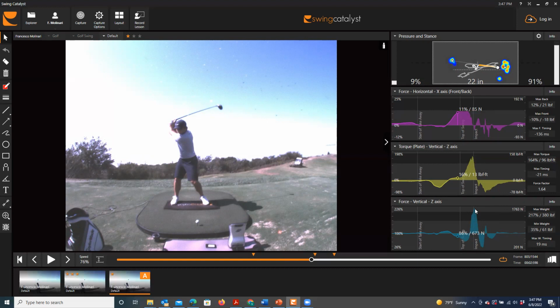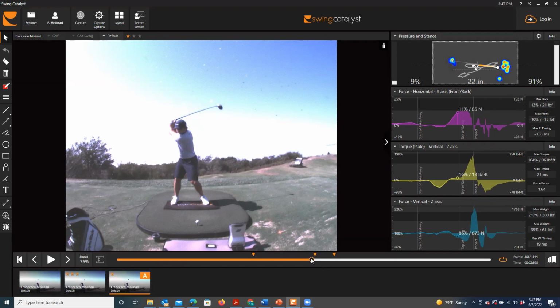So this is something he has worked on, but matching up that pressure shift with that ground reaction force pattern is a massive mismatch. So 91% into the right side and vertical being your dominant ground reaction force pattern is a big mismatch, which I think was leading to some of these way offline shots.